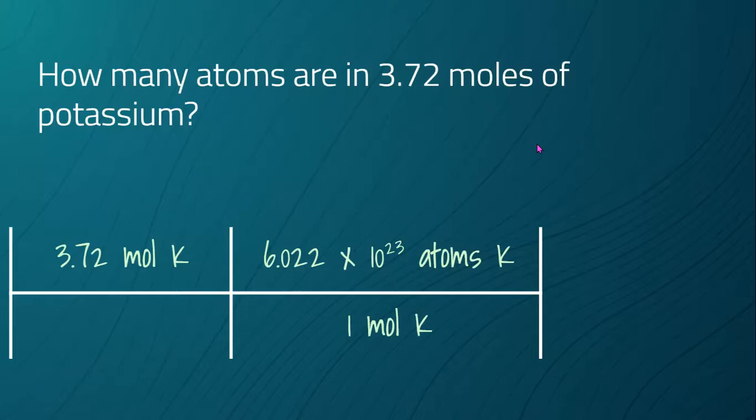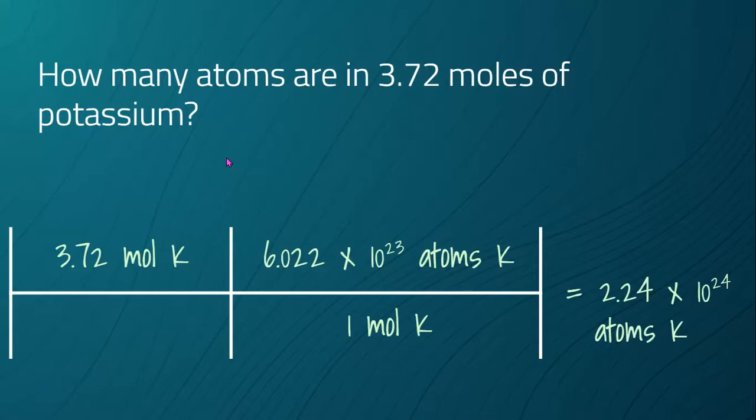Now that I have it in atoms of potassium, which is what I wanted, I can multiply across the top and divide by the bottom. 3.72 times 6.022 times 10 to the 23rd divided by 1 gets you an answer of 2.24 times 10 to the 24th atoms of potassium.